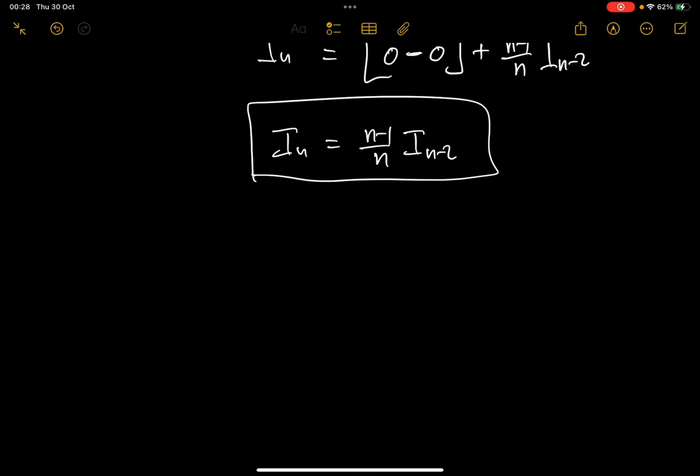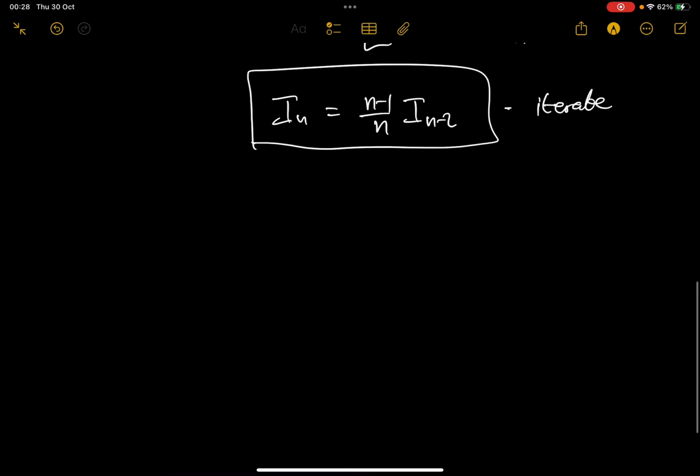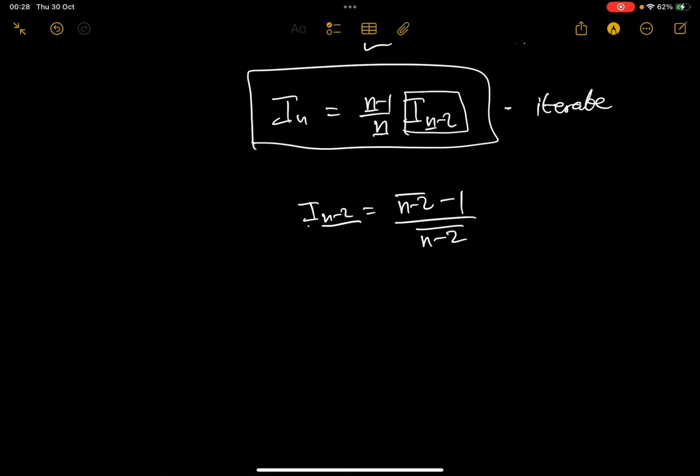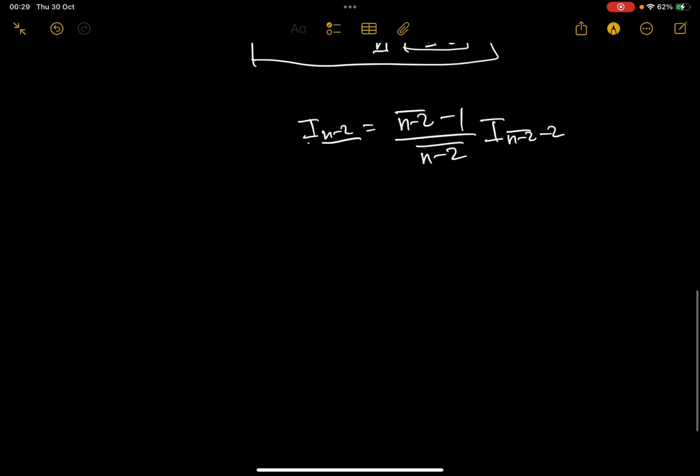So from here, we can iterate this. How? We can use the same formula to evaluate I_(n-2). So I_(n-2) is equal to, where there is n here, we substitute n minus 2. So it's going to be (n-2-1) over (n-2) times I_(n-2-2), right?